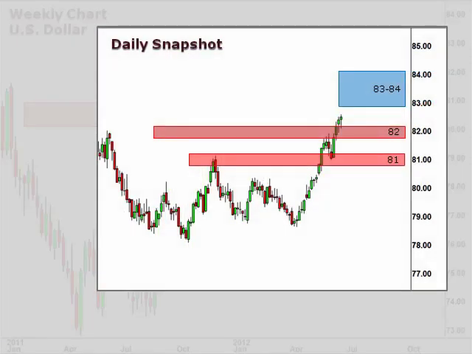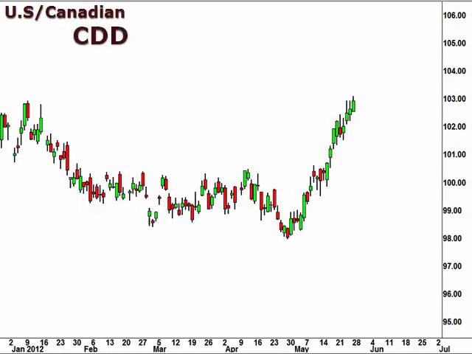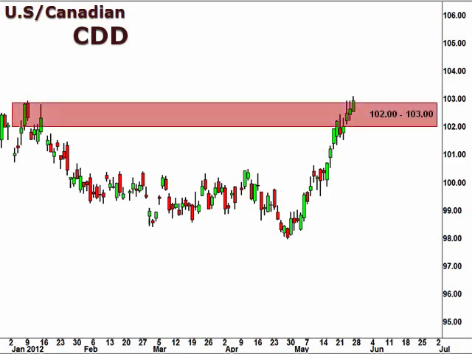A quick look at our daily chart reflects on the shorter time frame that the 82 level is a near-term support with an upside target of 83.84. Next up, the CDD, the US dollar versus the Canadian dollar. The CDD hit 103 as a resistance level, and we are open to a retracement lower this week. However, as long as the 102 level holds as support, we are targeting the 104-105 focal zone to the upside.